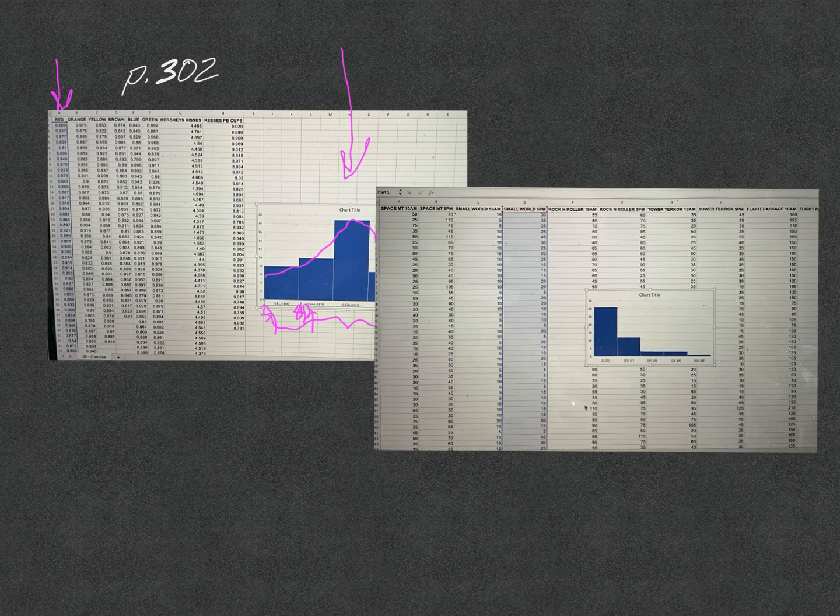Okay, let's look at another data set. So here's the next data set. This one is for Disney wait times. You can see the data set here. It was waiting at the Small World ride at 5 p.m. And I just made a histogram, which popped up right here.